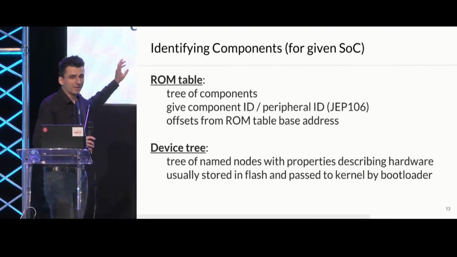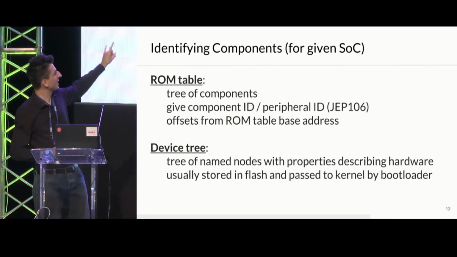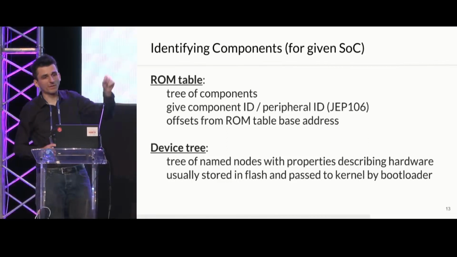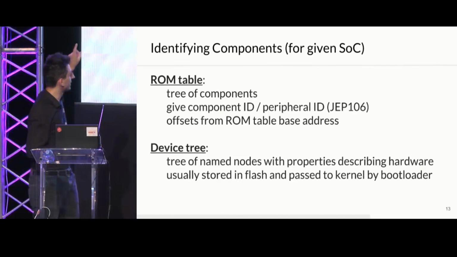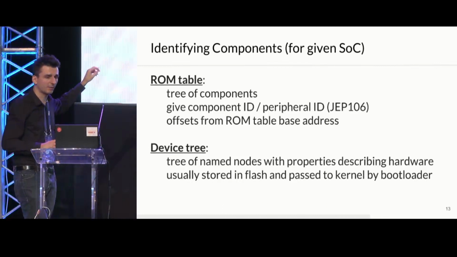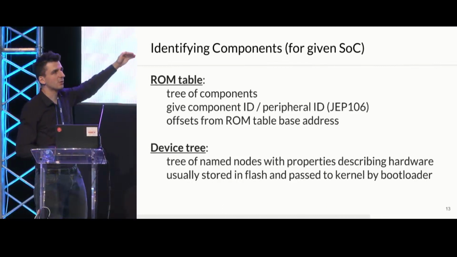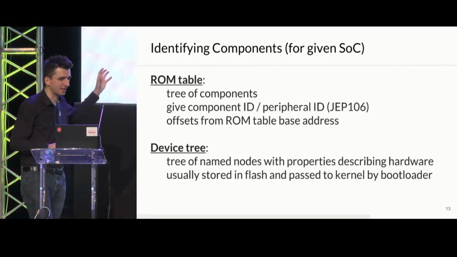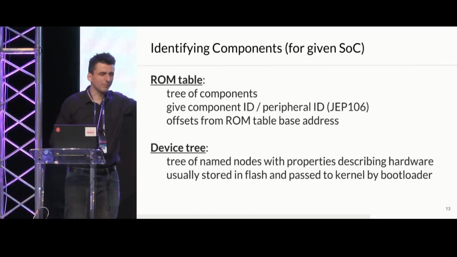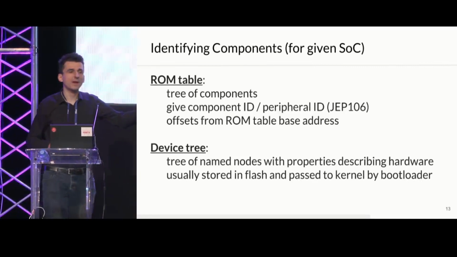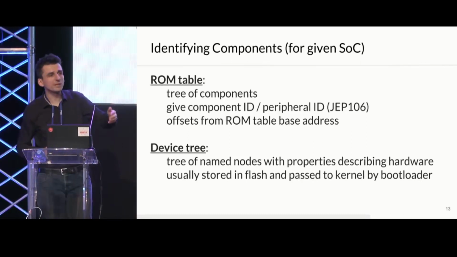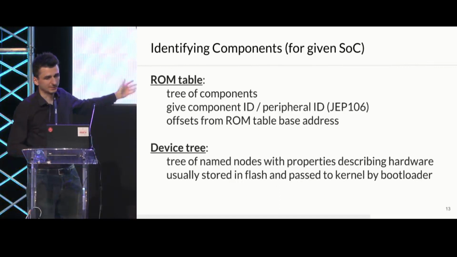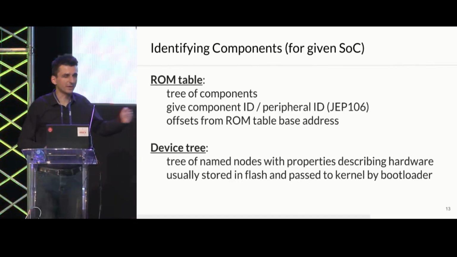So the ROM table gives you a tree of components, and then you have a component ID and a peripheral ID, and this you can basically map to what the component is, and it gives you the offset from the ROM table base address to the memory-mapped I/O for the device. So basically, if you have a ROM table at, say, 8000 hex, and you would have an offset of 100, then you would know, okay, the peripheral that I'm looking for is at 8100. And I can write to there and configure it that way.